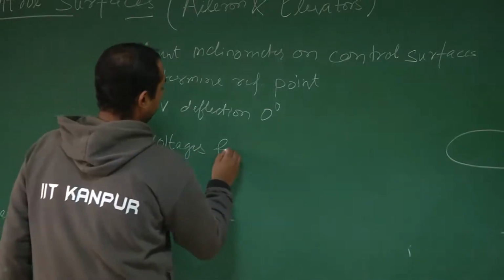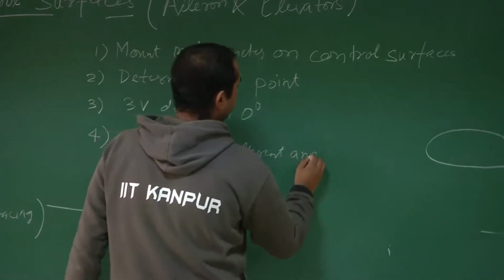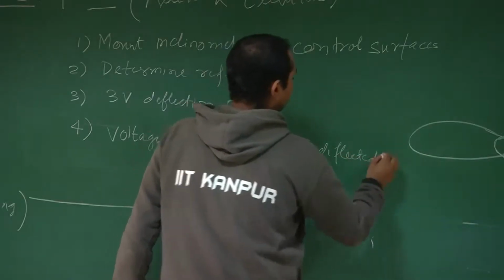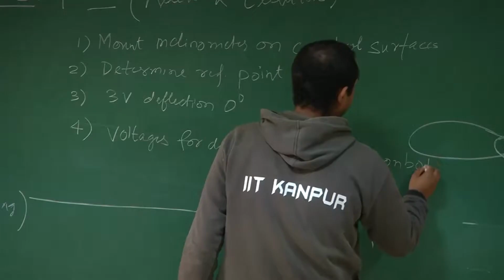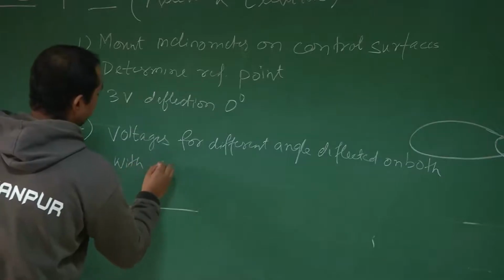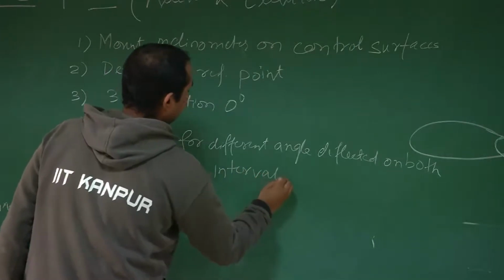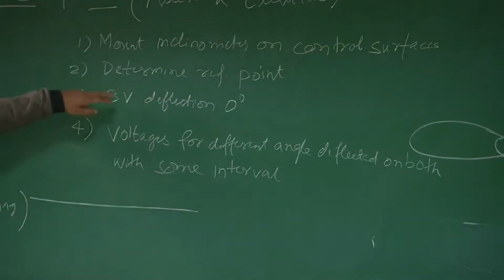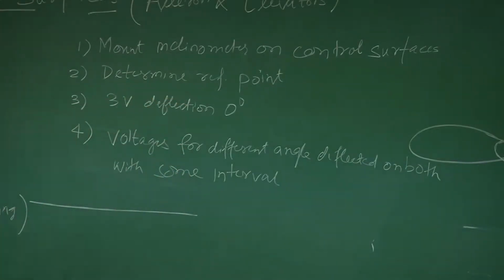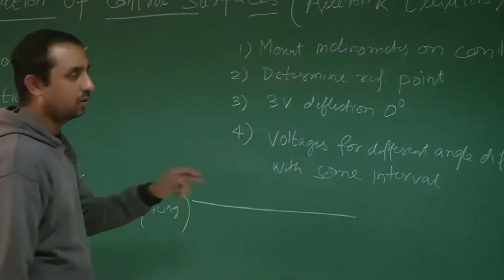Voltages for different angles deflected on both sides with some interval. That is, I have already set my reference point, and after that you have to deflect it on the positive side and negative side with some interval. Say with 1 degree, you have to measure the corresponding voltages and make a note of that.